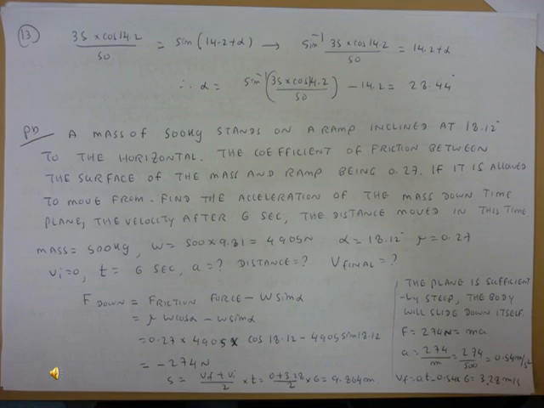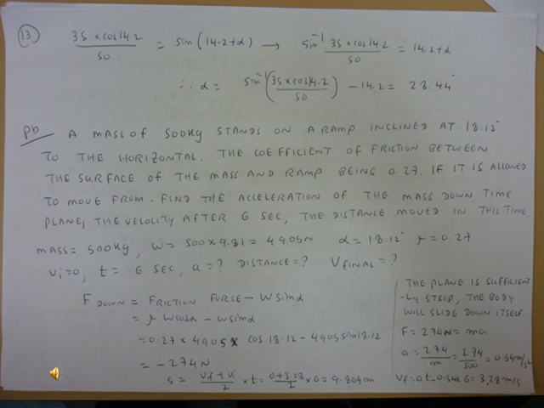In this case, a 500 kilogram mass is placed on the ramp. It is at 18.12 degrees to the horizontal, and the coefficient of friction between the mass and the ramp is 0.27. So we allow it to move, and we have to find the acceleration as the mass moves down the plane. And also after 6 seconds, we have to find the velocity and the distance moved.